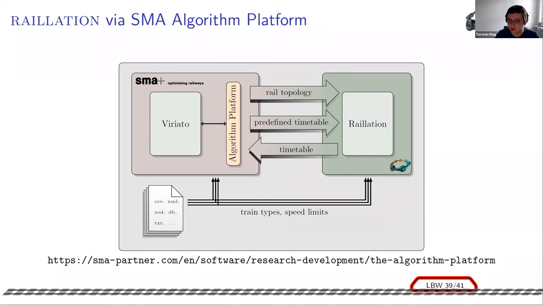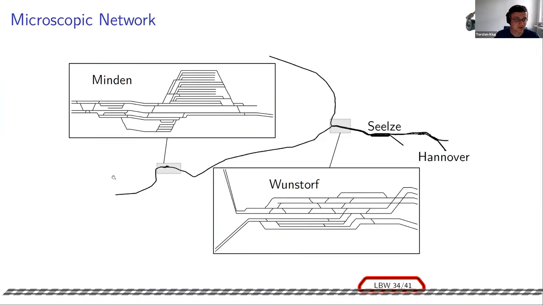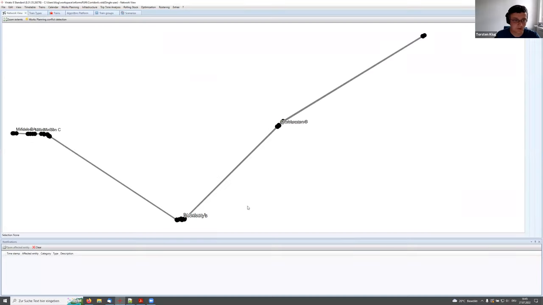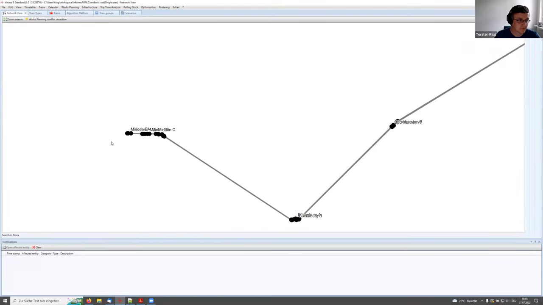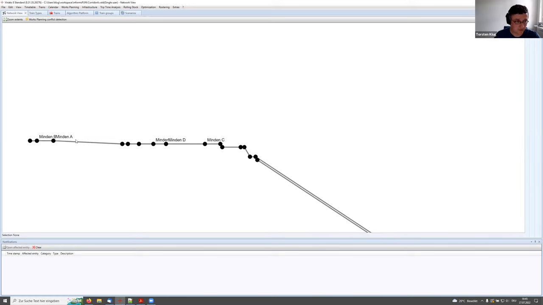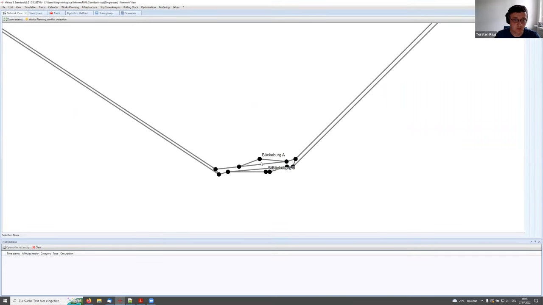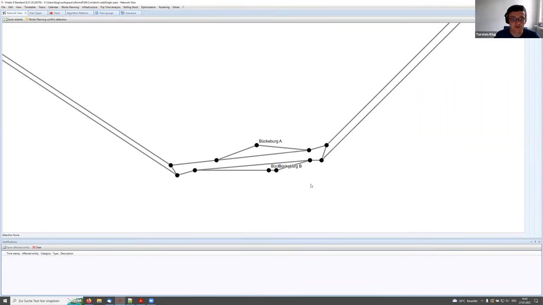So this is what I want to show in a short live demo. Can you see it? Yes, okay, perfect. So this here is Viriato, and I have a small example. Let me switch back to this picture here. So let's see the lower left corner of our network. On the left hand side it's Minden, with only a couple of nodes, so the station is much bigger. And then we have Bückeburg as an intermediate station. I use the process graph here already. That's not the detailed infrastructure graph, it's the process layer in our case.